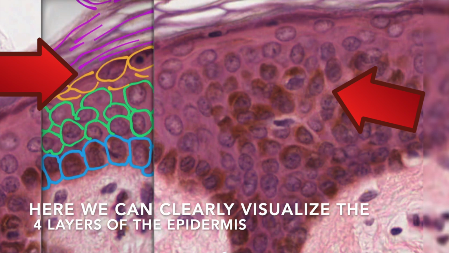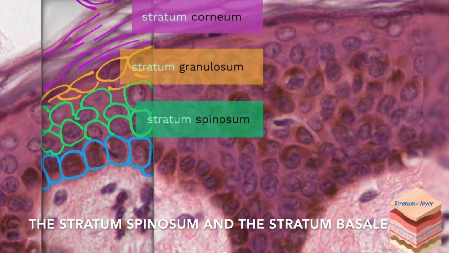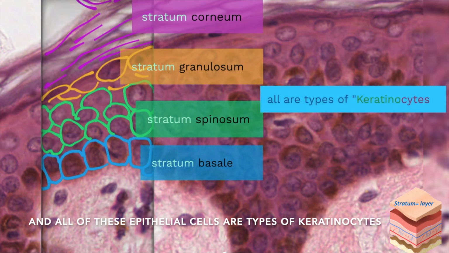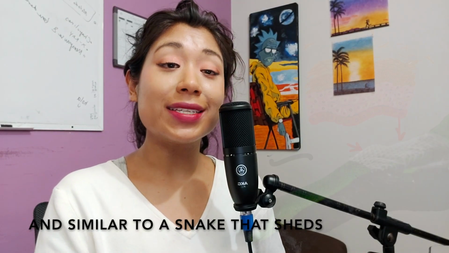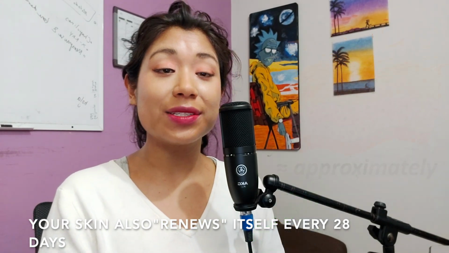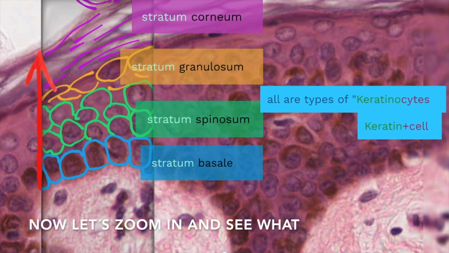Here we can clearly visualize the four layers of the epidermis: the stratum corneum, the stratum granulosum, the stratum spinosum, and the stratum basale. And all of these epithelial cells are types of keratinocytes. And similar to a snake that sheds, your skin also renews every 28 days, approximately. This is going from bottom to top. Now let's zoom in and see what is going on inside our cells.